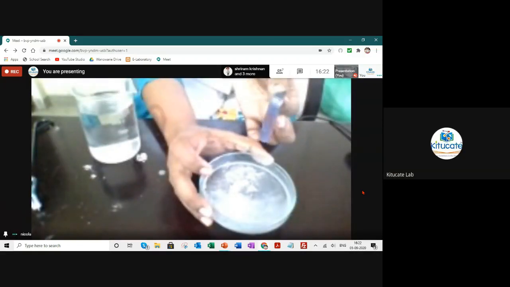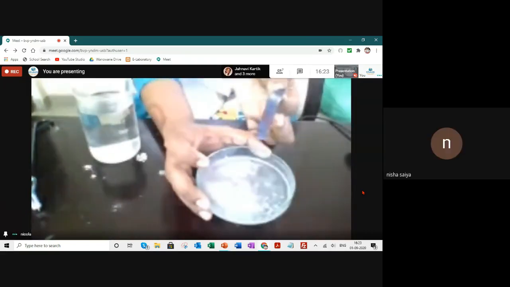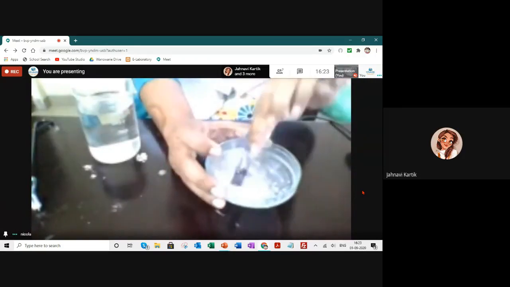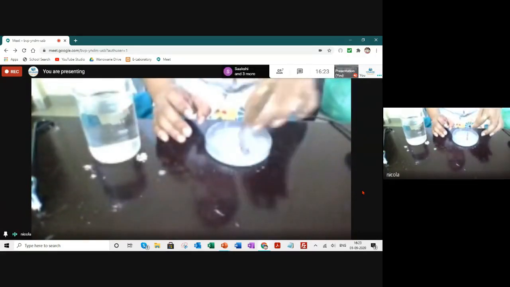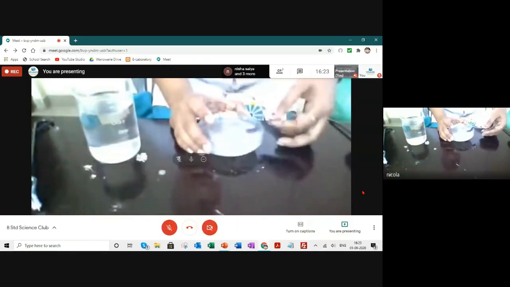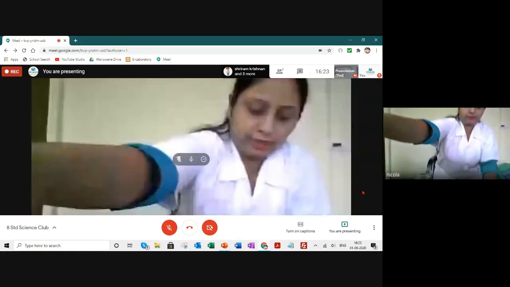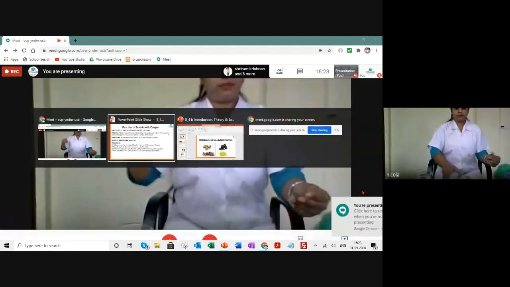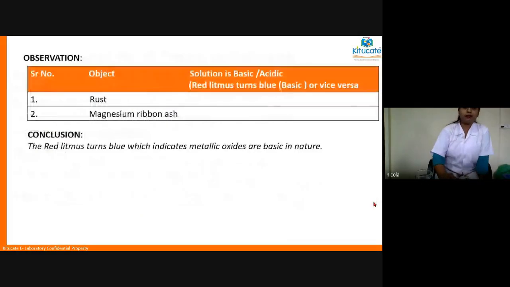What does that mean? The red litmus turned into blue. What does that mean? Yes. Base. Okay. So the solution is basic. All right. So the red litmus turned into blue color. So metallic oxides are basic in nature. Okay. That means that metallic oxides are basic in nature.